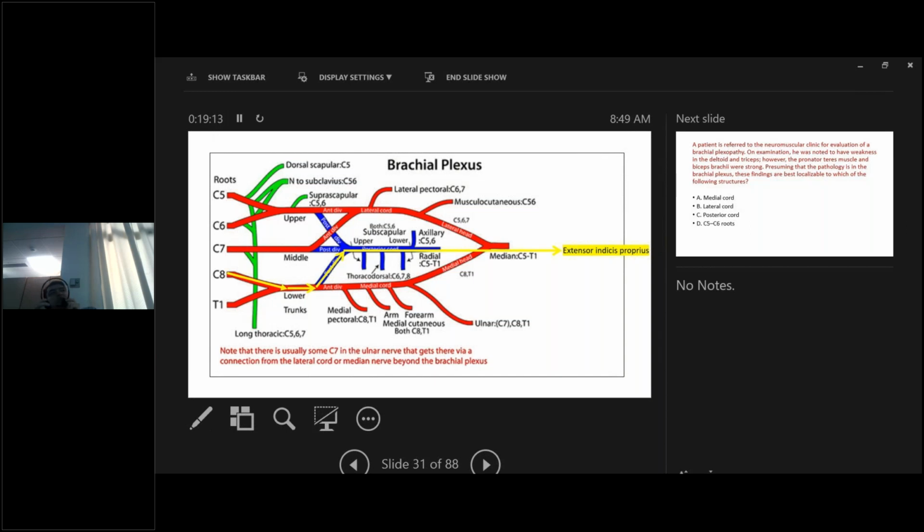No, the previous case, all of them could have lower trunk or medial cord. So from this graph, extensor indicis proprius. Okay, yeah. Because this is C8 and it's radial, but it goes through the posterior branch. So if you want to differentiate, you have to examine this muscle or stick a needle in that muscle, because it's mainly C8. Finger extensor C7, C8, but this is mainly C8.